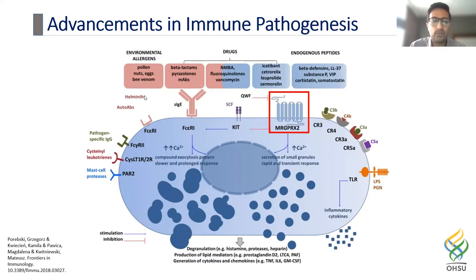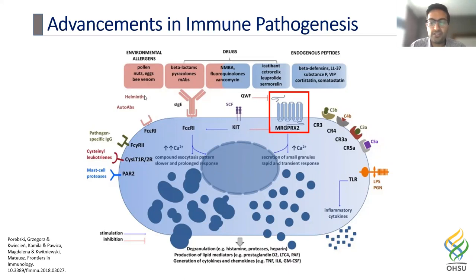We're not going to go into each one of these. We're really going to highlight this one right here that's boxed, the MRGPRX2. That's the mast-related GPCR X2 receptor, and that acronym is for short. It's expressed predominantly in skin and fat tissue mast cells.